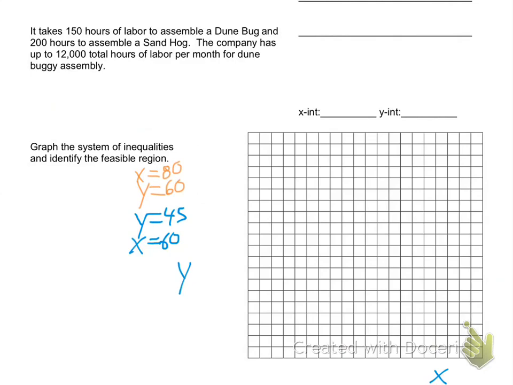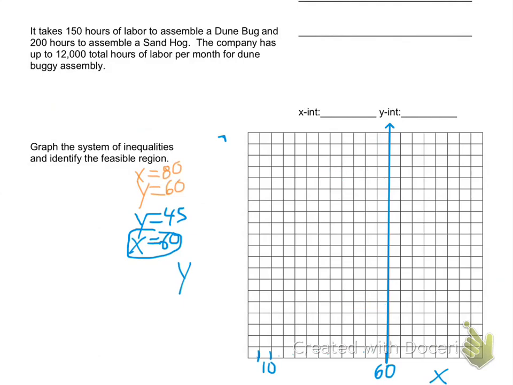Let's do our 60 line first. So that's 5, 10, 15, 20. So there's 60 right there. And that's going to create that vertical line right there. Of course, we don't really need to show this right now, but it is less than 60, so we're actually going to be shading over in this direction. We'll be shading in this direction.